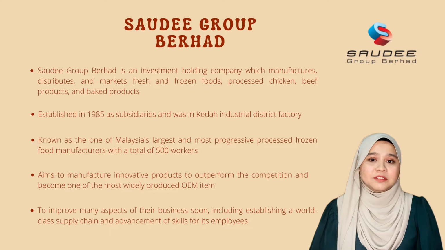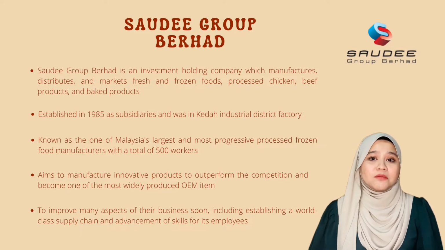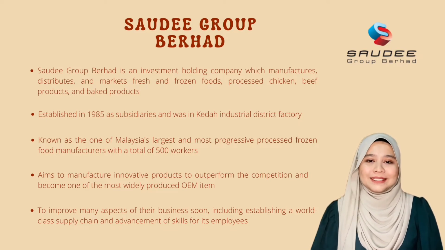This company aims to manufacture innovative products to outperform the competition and become one of the most widely produced OEM items, as well as one of the most innovative in the market. Besides, the primary objective of Saudi Group is to improve many aspects of their business soon, including establishing a world-class supply chain and advancement of skills for its employees.